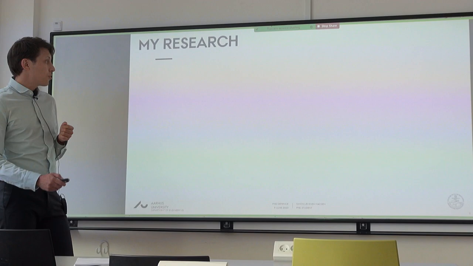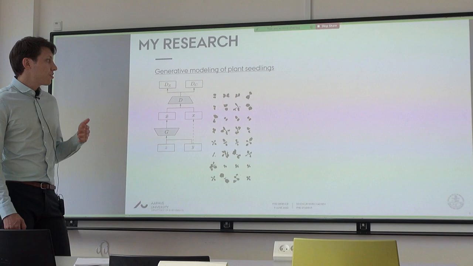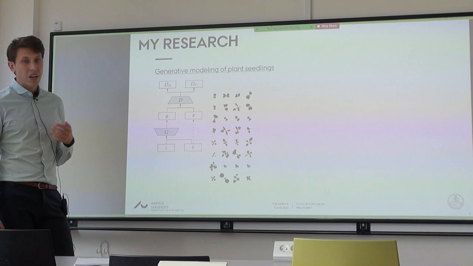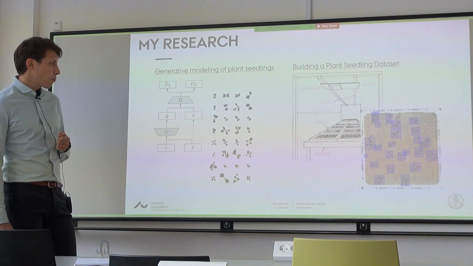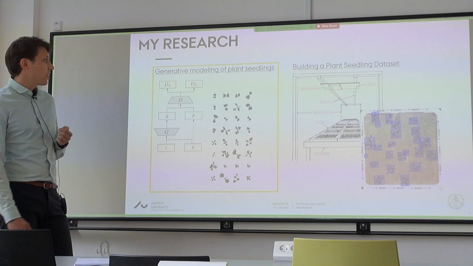The first one is generative modeling, where we create a model that learns from real data samples to be able to produce artificial samples of plant seedlings. And the second approach is to develop a new dataset for visual recognition of plant seedlings. I'll start out by talking about the first approach, generative modeling of plant seedlings.